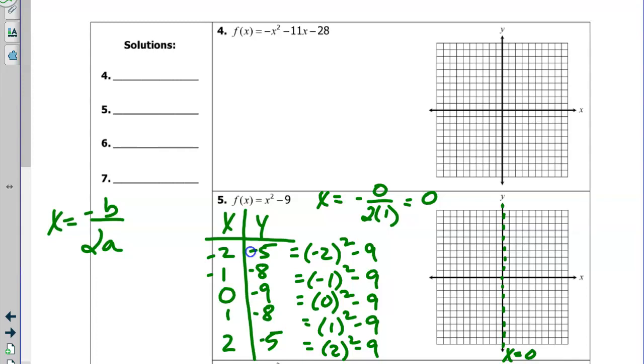Now we're going to plot our points. So 0, negative 9. And then we have negative 1, negative 8 on either side. And we have negative 5. Oh, this one we have to go out one more. We never got to 0, did we? Let's go out one more.